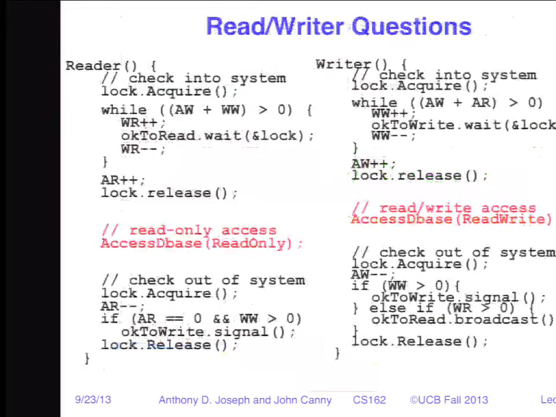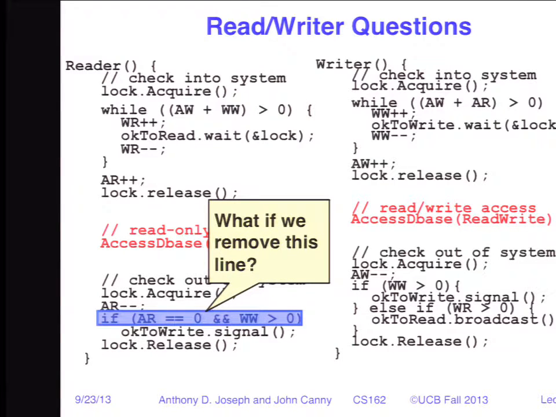Okay, so we can ask some questions now. Let's see how much everybody is really understanding this. I'm going to take my big marker pen, and I'm just going to start deleting things. So what happens if, for example, I remove this line? This was the line that was checking to see if there were any active readers in the database and waiting writers. If there were no active readers and there was a waiting writer, we woke up one of those writers. Now I'm just going to remove that. So when a reader checks out, it's going to call OK to write signal. Is this going to work?